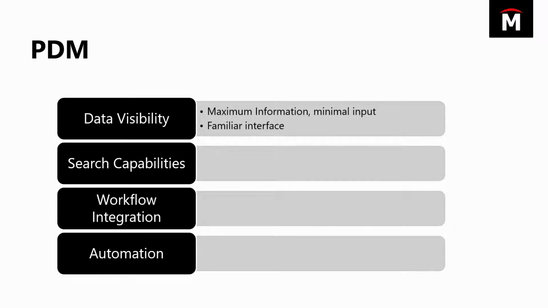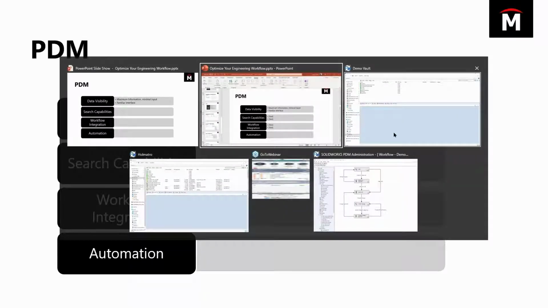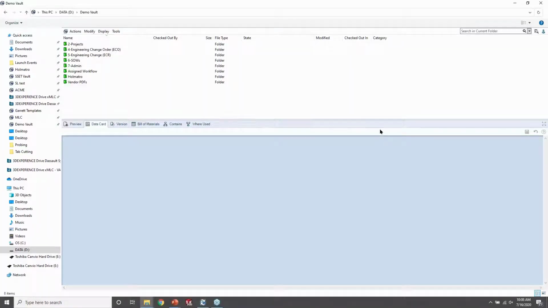So first thing is data visibility. So we're really focusing here on making all the information accessible, but trying to do it in as clean a way as possible. So what I want to do here is jump over to PDM, and I want to talk about some of the different ways that we can basically make data visible and some of the best practices that you should consider when trying to do so.